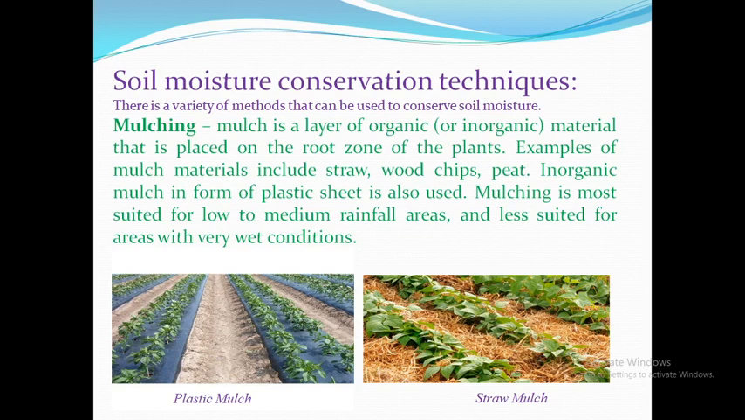Next, soil moisture conservation techniques. There is a variety of methods that can be used to conserve soil moisture. First, mulching. Mulching is a layer of organic or inorganic material that is placed on the root zone of the plants. Examples of mulch materials include straw, wood chips, and peat. Inorganic mulches in the form of plastic sheet are also used.